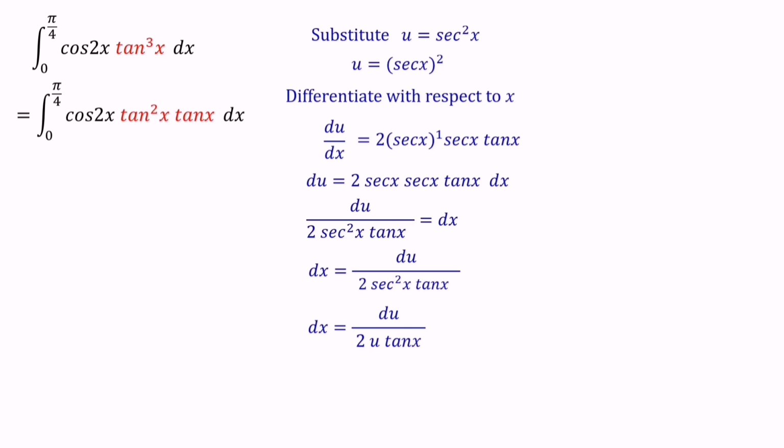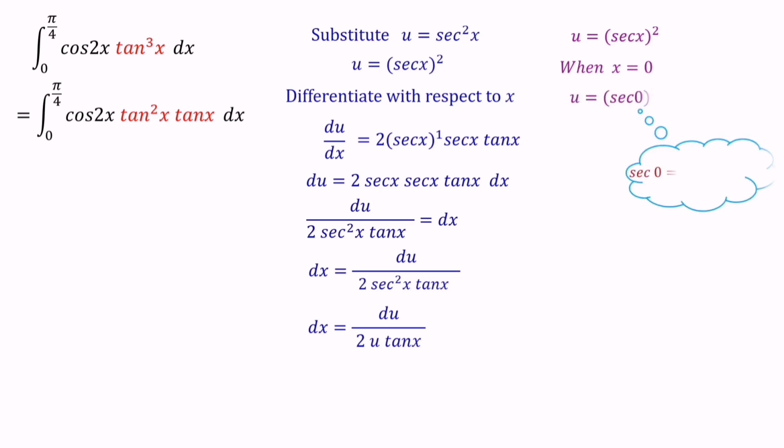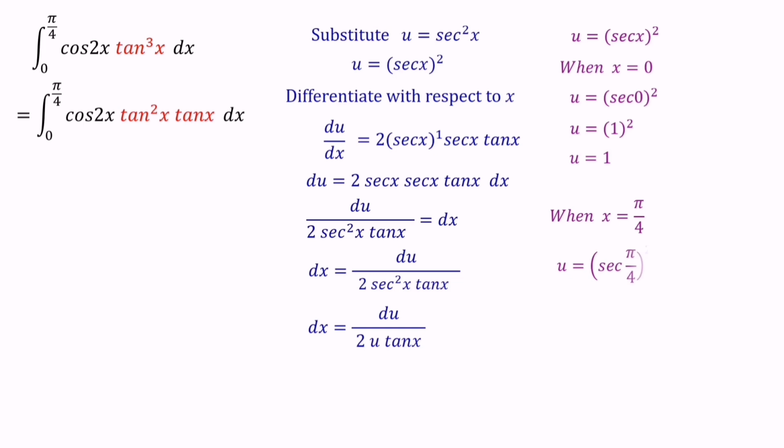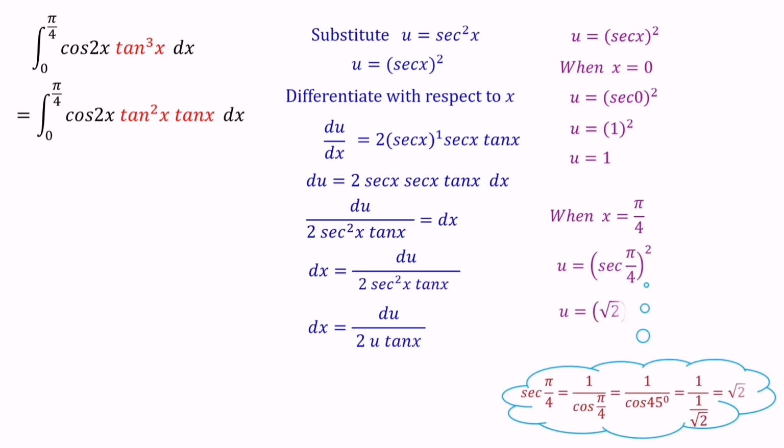Now we need to change the upper limit and lower limit corresponding to the u variable. u equals sec squared x. When x equals 0, sec 0 whole squared is equal to 1. So u equals 1. When x equals pi over 4, u equals sec pi over 4 whole squared. It is equal to root 2 whole squared. Then u equals 2.